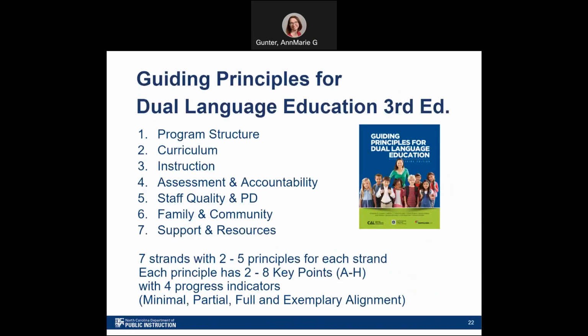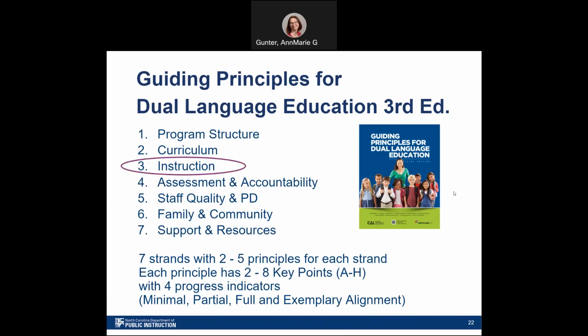Let's begin by looking at an overview of the Guiding Principles for Dual Language Education 3rd edition book. As you can see, there are 7 strands total. So there's program structure, curriculum, instruction, assessment and accountability, staff quality and PD or professional development, family and community, and support and resources. There's a lot to explore there. We are just going to focus on, of course, instruction, the 3rd strand.